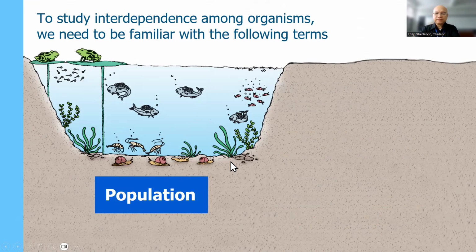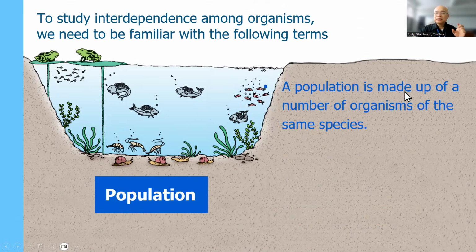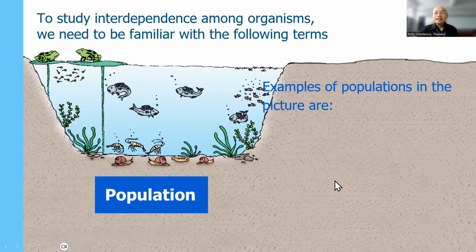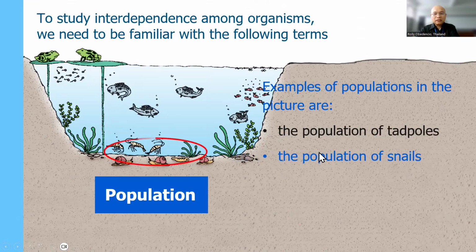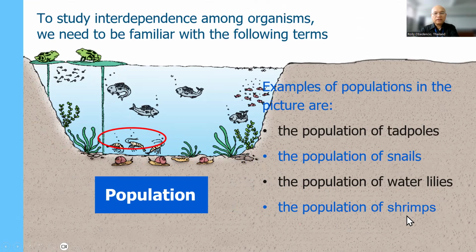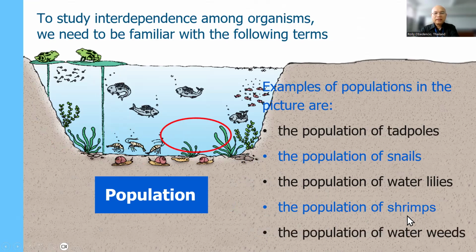What is population? A population is made up of a number of organisms of the same species. All the organisms of the species live and breed in a particular habitat. Examples of populations in the picture are the population of tadpoles, the population of snails, the population of water lilies, the population of shrimps, and the population of water weeds.